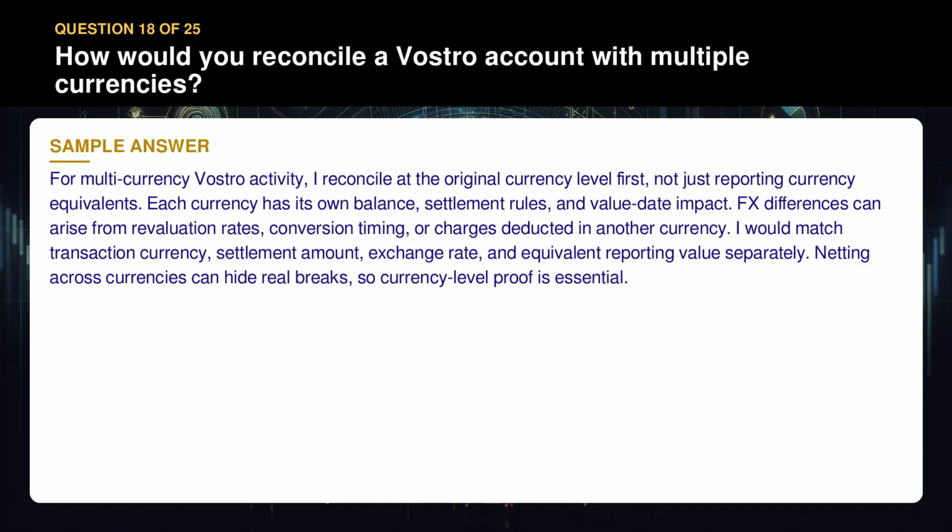For multi-currency Vostro activity, I reconcile at the original currency level first, not just reporting currency equivalents. Each currency has its own balance, settlement rules, and value date impact. FX differences can arise from revaluation rates, conversion timing, or charges deducted in another currency. I would match transaction currency, settlement amount, exchange rate, and equivalent reporting values separately. Netting across currencies can hide real breaks, so currency-level proof is essential.